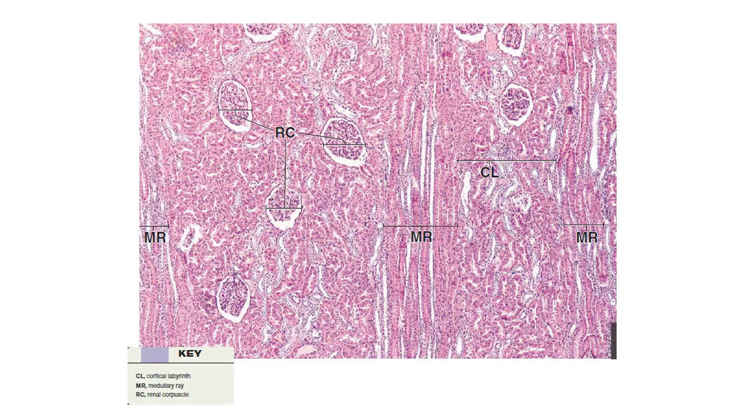A higher magnification of the renal cortex, and we can see here the renal corpuscles, and as we said earlier when we discussed the renal corpuscles, they are only found within the cortex. We cannot find a renal corpuscle within the medulla. The renal corpuscles are only seen in the cortex of the kidney. So these are the renal cortex, the renal corpuscles, and these are the medullary rays.